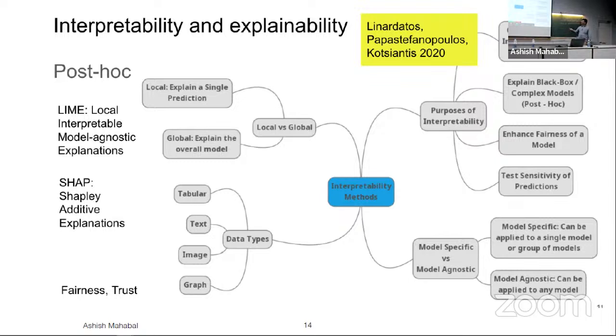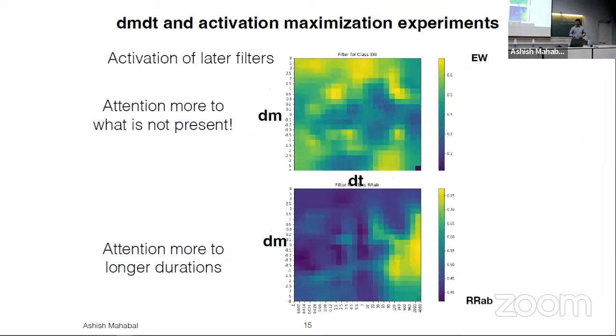And then there are various methods that people have been using, and there have been additional newer methods, such as LIME, which is local interpretable model-agnostic explanations, or SHAP, Shapley additive explanations, etc. So lots and lots of different things are coming up. Again, we don't have too much time to go into that.